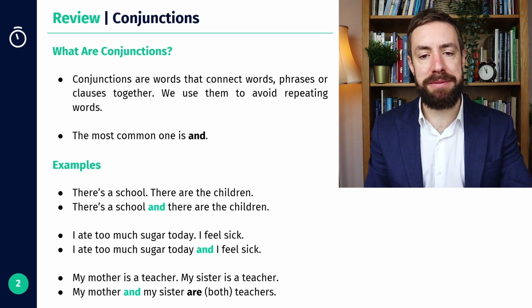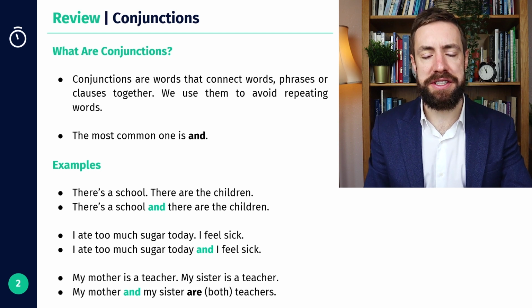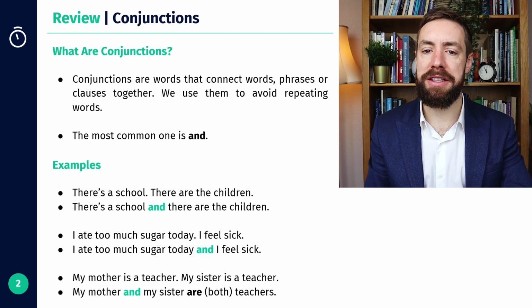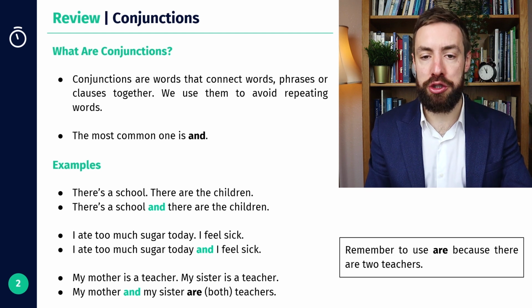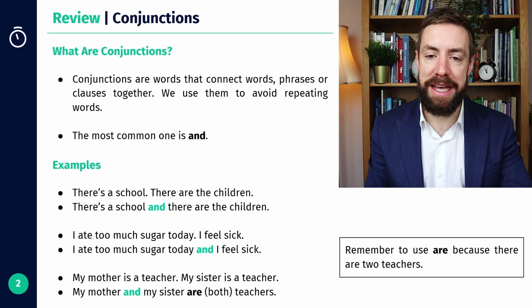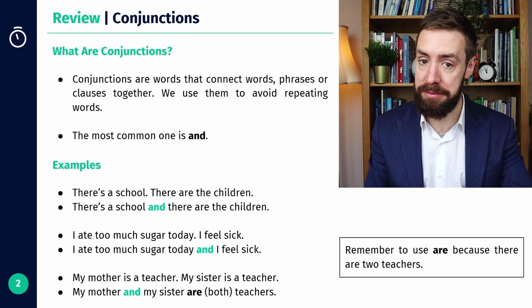And finally, my mother is a teacher, my sister is a teacher. My mother and my sister are both teachers. Or you could just say my mother and my sister are teachers. So we use "are" because, of course, it's two people. My mother is, my sister is, my mother and sister are.